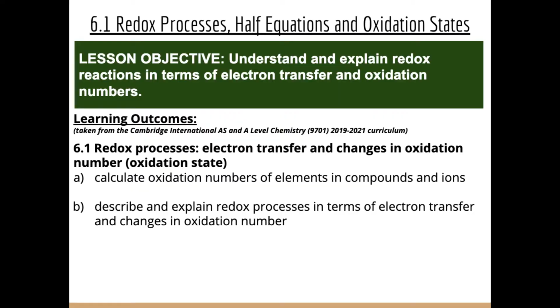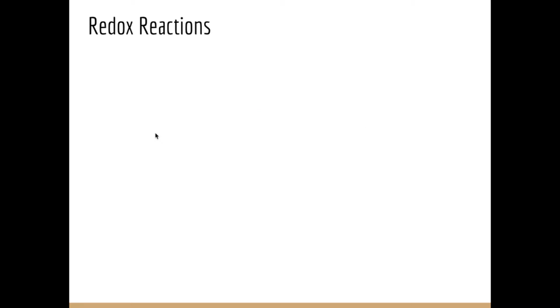G'day, thanks for joining me on our first lesson into Unit 6 entitled Electrochemistry. We're starting this unit by looking at redox processes, half equations, and oxidation states, where our lesson objective is to understand and explain redox reactions in terms of electron transfer and oxidation numbers. The two learning outcomes from the Cambridge curriculum we're looking at this lesson.